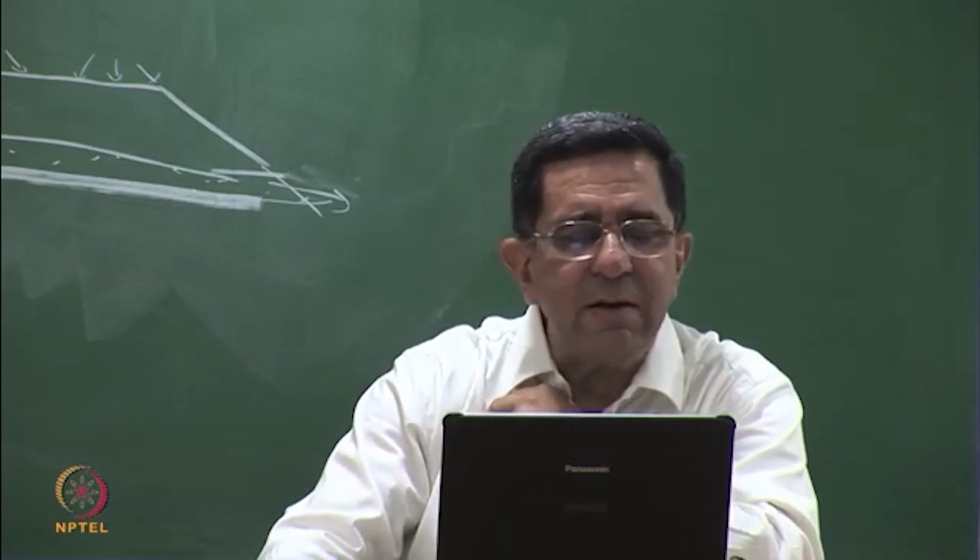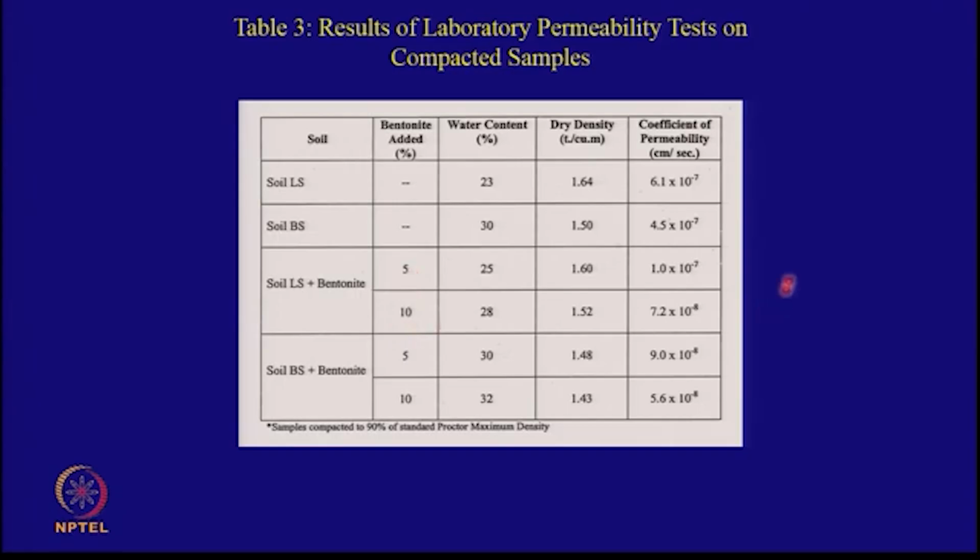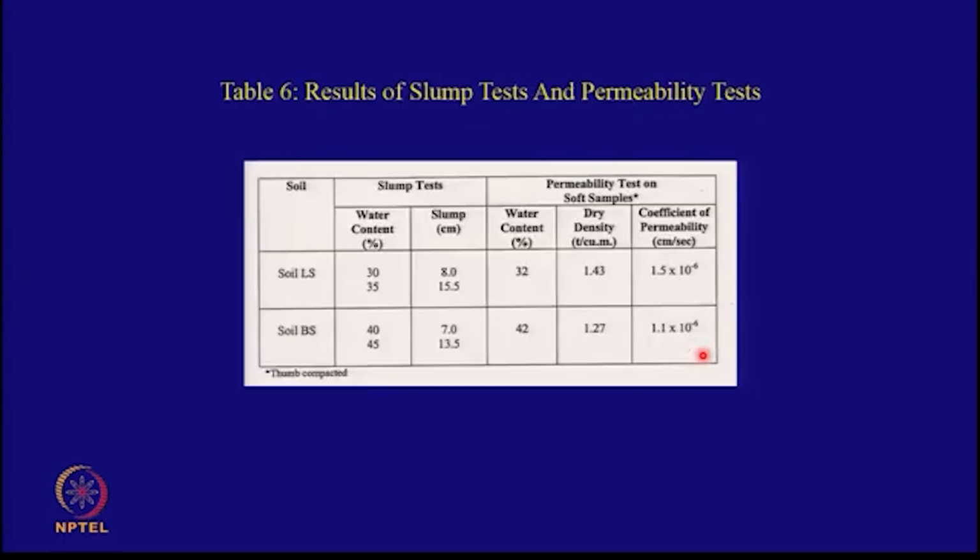And then we added bentonite, 5%, 10%, and really the permeability decreased. And further, for the borrow area soil, the permeability went to 10 to the power of minus 8. But we needed high slump material. So with local soil, when we were adding 30% water, slump was 8. But when we had 35%, slump was near 16. So this was good.